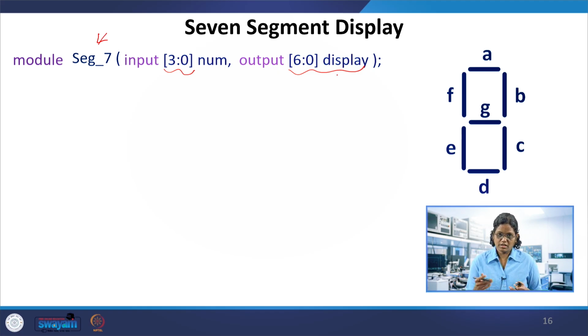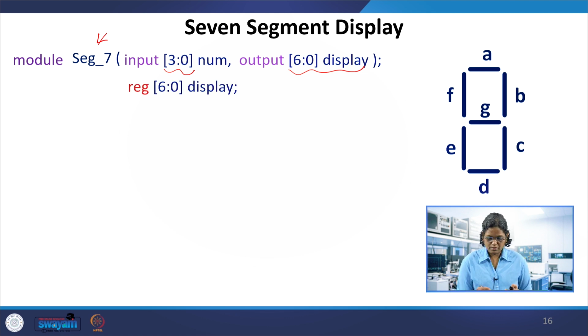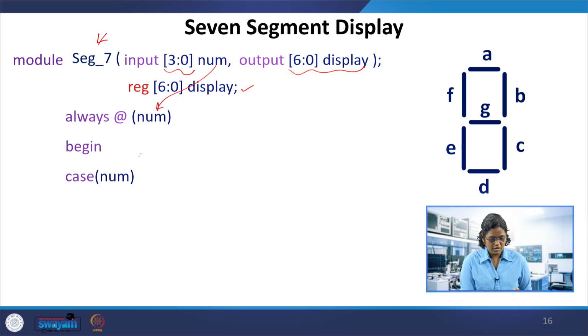So if we give a 4-bit number, that number should be displayed over here. So we know the output. Here I am declaring this as a reg because it's used in the always statement. Always is a behavioral description, and num, that is the input, is in the sensitivity list. So we are going to use a case statement with begin. Case num is this. What is the number?